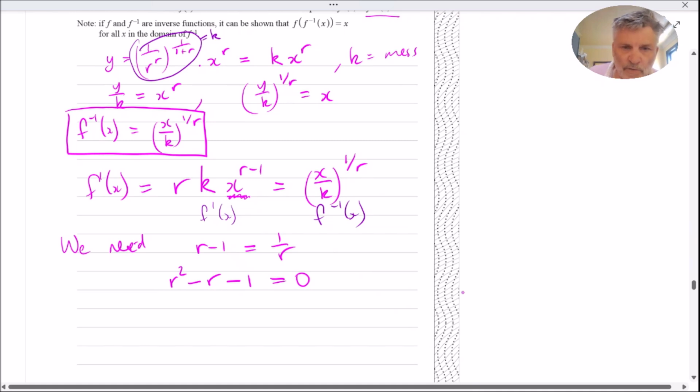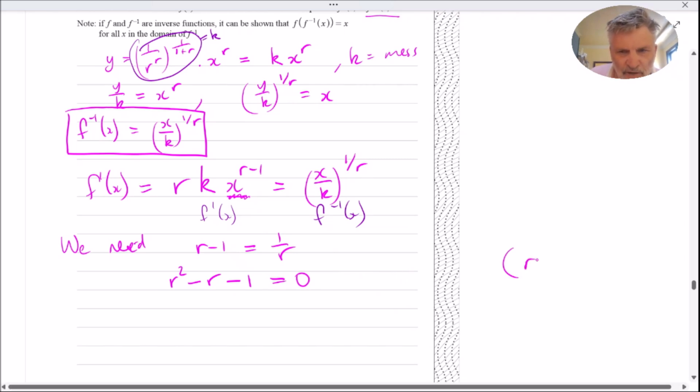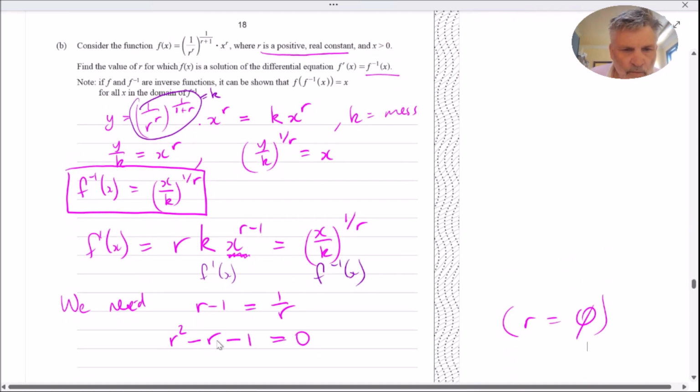It's actually a very famous quadratic. It's the quadratic that gives the golden ratio. So I can see straight away that r is going to be equal to phi. There's actually two solutions to a quadratic, but one of them won't be positive. We've got a product of roots that's negative, so only one of them is going to be positive, and we're told that r is a positive real constant.